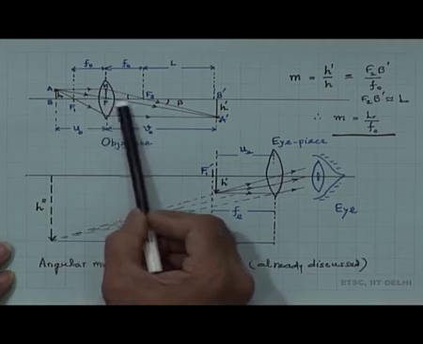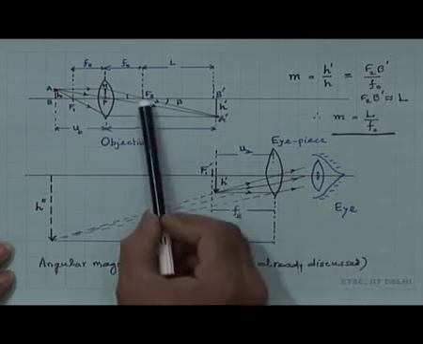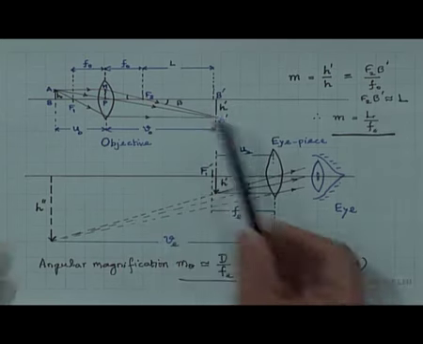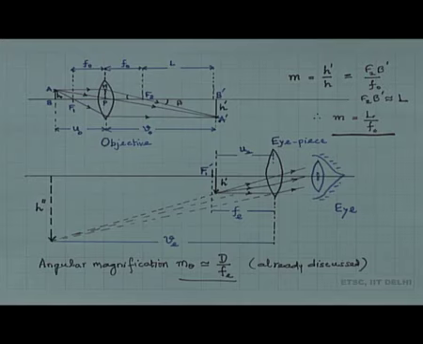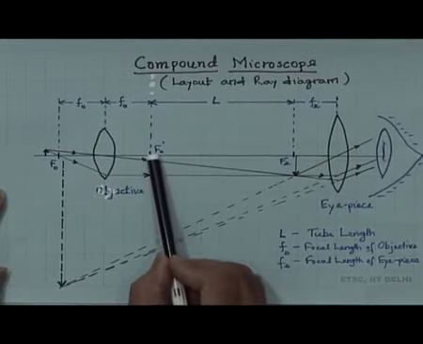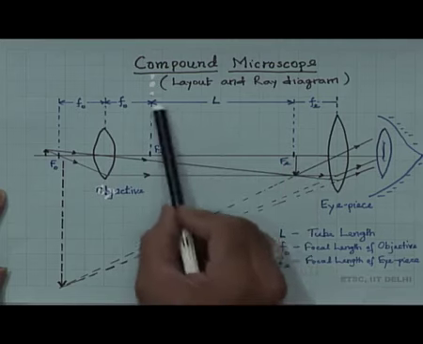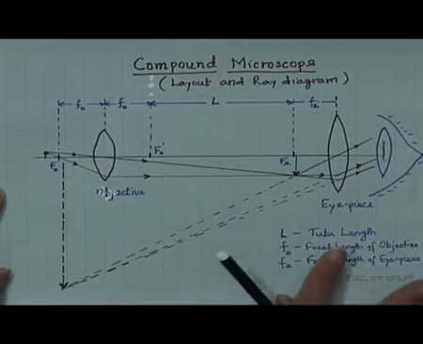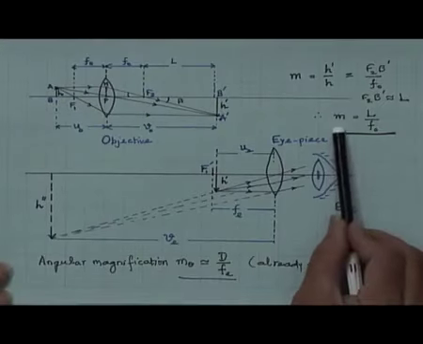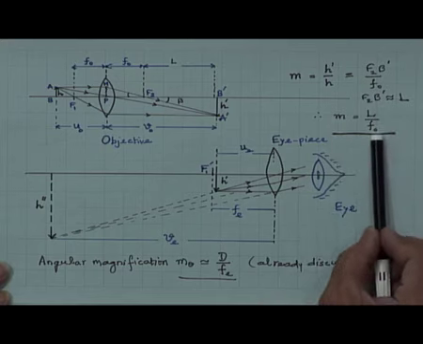This distance is the focal length f_o, and f_2 b' is very close to L, because if we see the earlier diagram, we can clearly see that it is this distance which is almost equal to the separation L. Therefore, f_2 b' is close to L, and we have the magnification equal to tube length L divided by f_o.